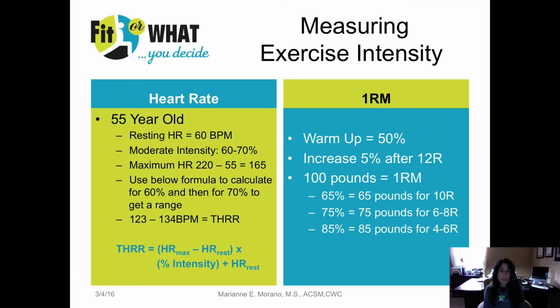What that means is if you go below the 123, you're not working hard enough. And if you go above the 134, you're working harder than your 70%. So you're no longer in a moderate activity, getting more to a vigorous. So if you're a beginner who's never exercised before, you're not going to want to be up there.